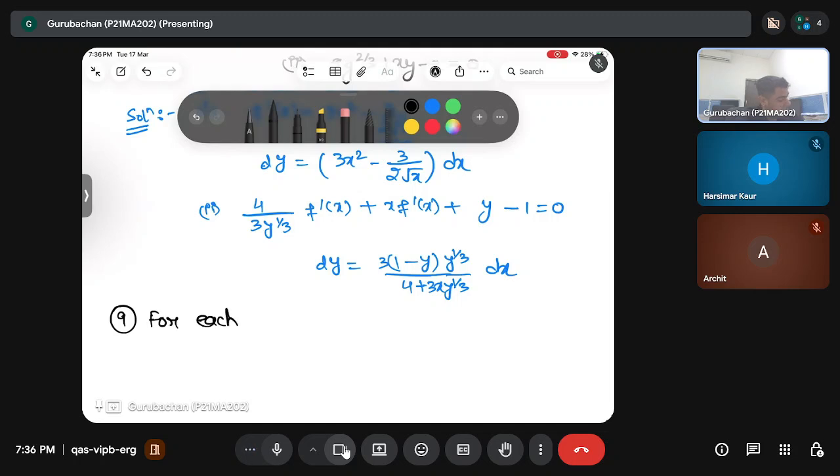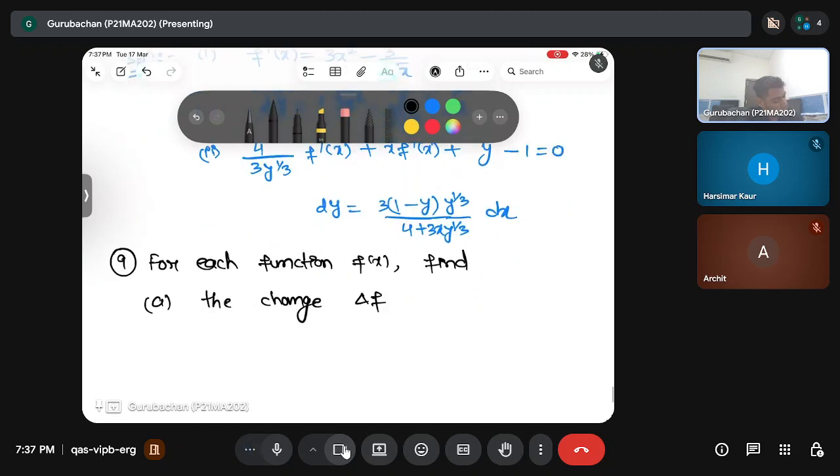And the last one related to this one is, for each function fx, find, first thing is the change in f, that is delta f. Second one is df, that is the differential. Third one is calculate their absolute error. Absolute error means you need to just calculate the mod of del f minus df.